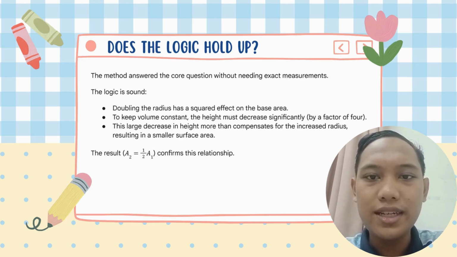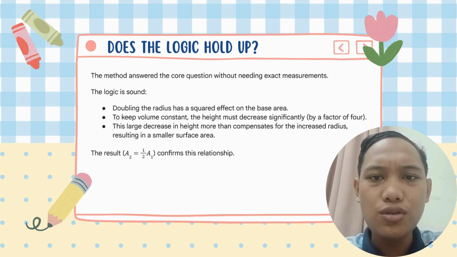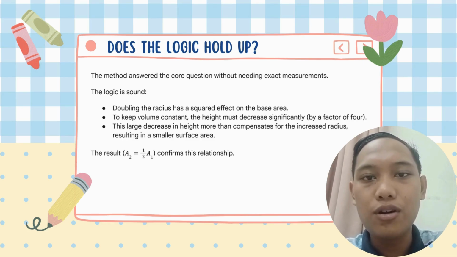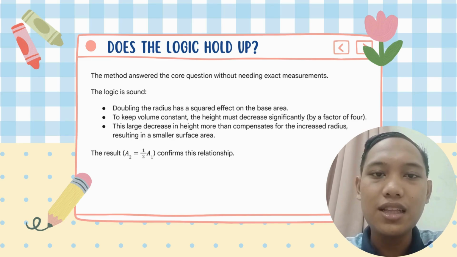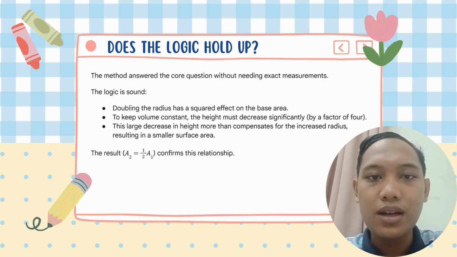When you double a cylinder's radius, its base area increases by 4 times because of the r squared term. So, to keep the volume constant, the height must decrease significantly by a factor of 4. This large drop in height more than makes up for the bigger radius when we calculate the curved surface area, resulting in a smaller overall area. Our final result, A2 equals half A1, confirms this relationship perfectly.